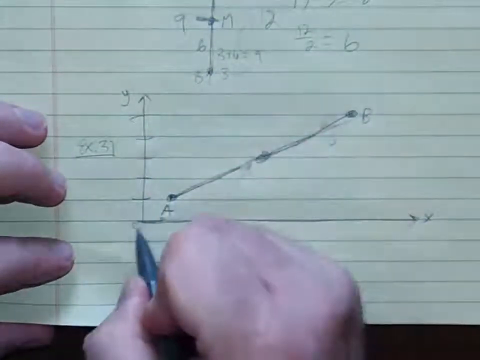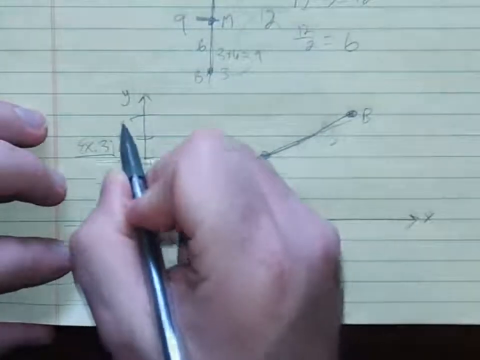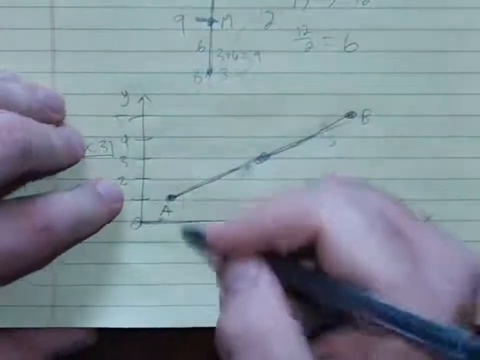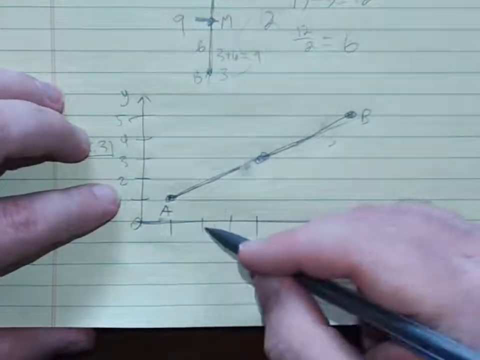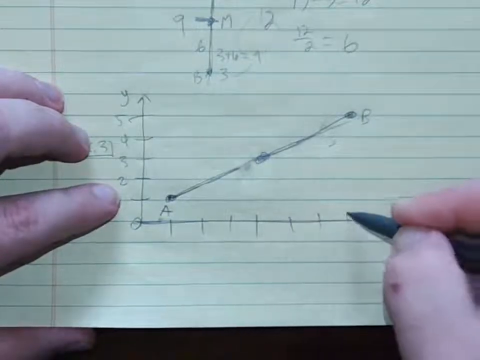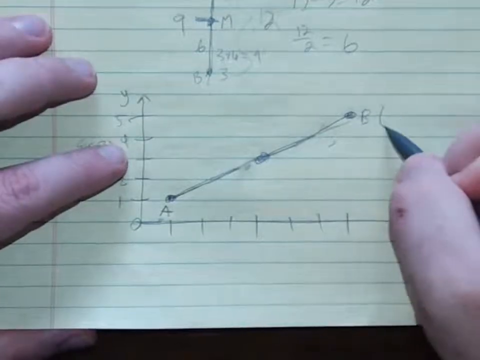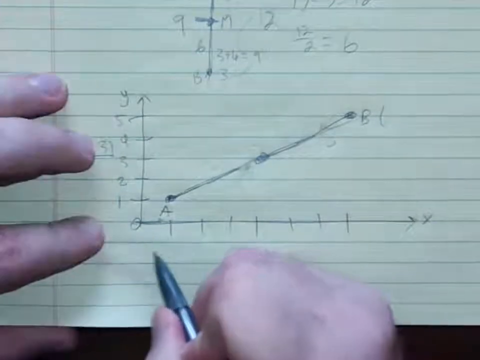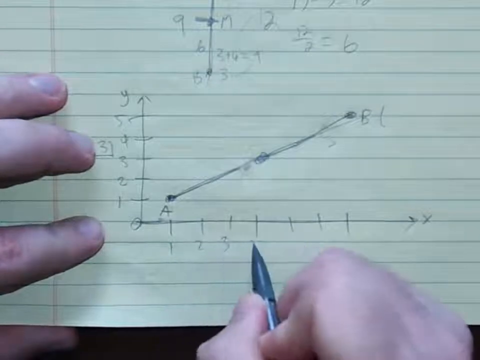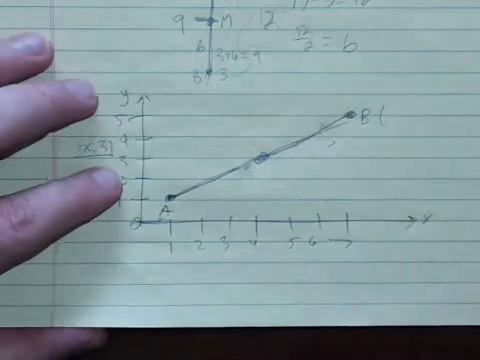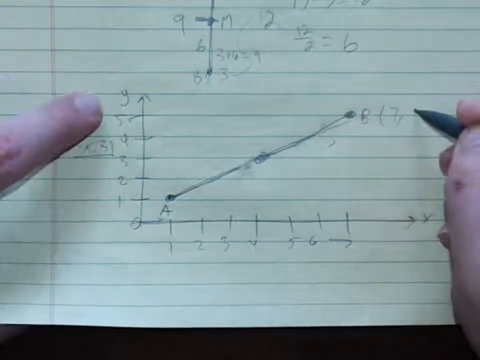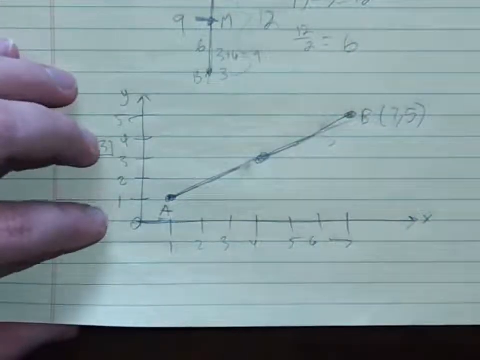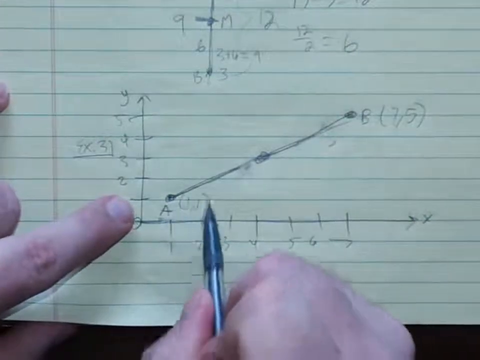So let's say we've got 0, 1, 2, 3, 4, 5, right? And let's say this is 1, 2, 3, 4, 5, 6, 7. So the point B here is at x value 7 and y value 5. That's its ordered pair that marks where it's at in the coordinate plane, 7, 5. The point A is at 1, 1.